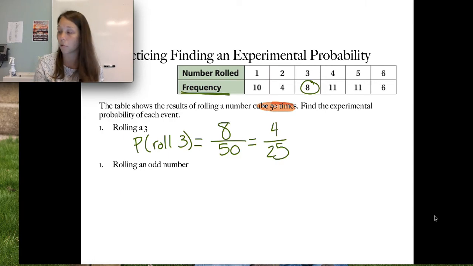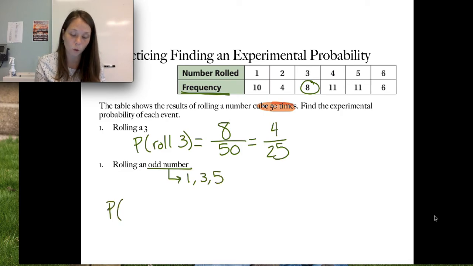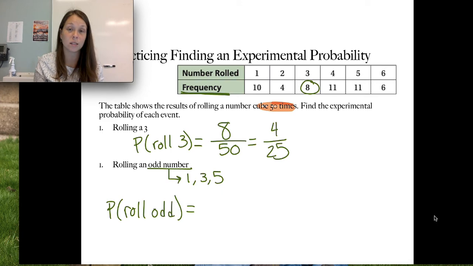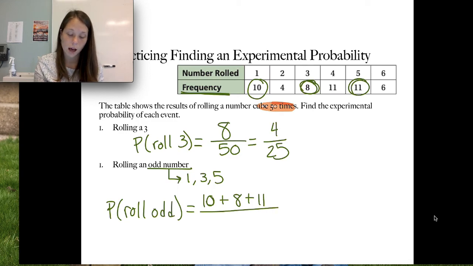Looking at the next one, the probability of rolling an odd number. First, we have to think about what our odd numbers are. Our odd numbers are 1, 3, and 5. So when we're looking at the probability of rolling odd, we have to look at how often, according to this table, we rolled a 1, 3, and 5. Well, we rolled a 1 10 times. We rolled a 3 8 times. And we rolled a 5 11 times. Out of a total of 50 rolls altogether. And that gives us 29 out of 50 for the probability.